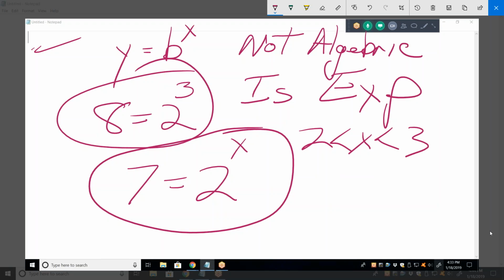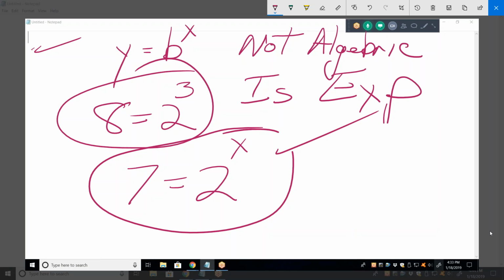And the thing is that without logs, you have no way of solving that. I'll give you a week, and if you don't employ logs, you're not solving this. The reason is because you cannot solve it algebraically. The only way to solve it is with logs.